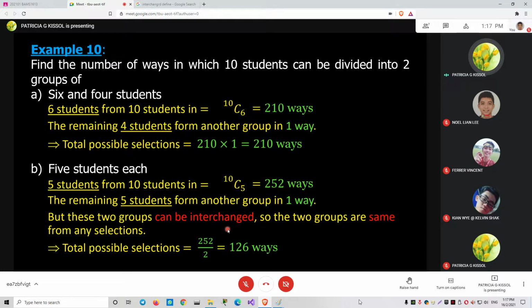So always remember, if it's equal, then we need to divide it by 2. Okay, so I hope that is clear for everyone.